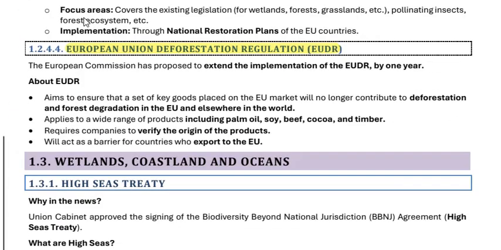Next is the European Union Deforestation Regulation. Again, this is by the European Union, not very important for our exam. Just go through what this is, like the European Commission has proposed to extend the implementation of the EUDR, the European Union Deforestation Regulation, by 1 year. How it will be asked by UPSC, so not important, just go through.